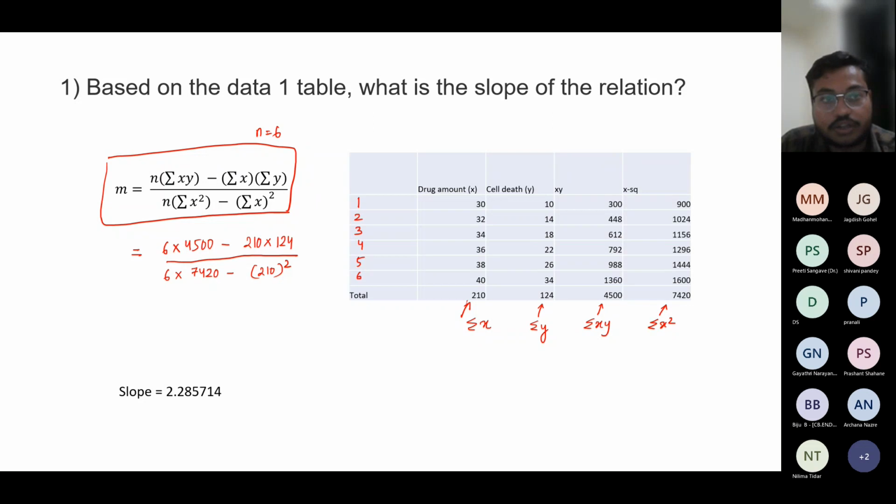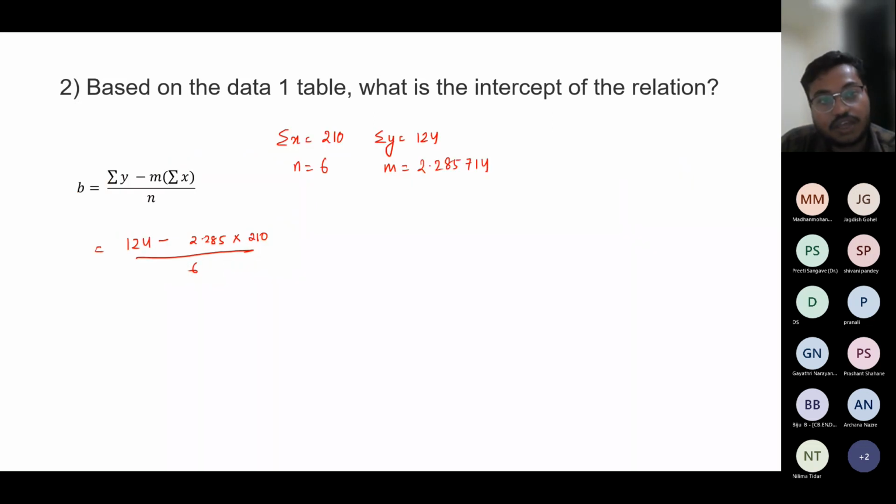Yes, sir, understood. In the second question, again, we have a formula. B is the intercept, which is given by summation of y minus m times summation of x, divided by n. n, as we know, is 6. Summation of x and summation of y we calculated earlier in the table, and the m value we calculated in the last question. m is the slope. We'll substitute all these values and get the intercept value, which is minus 59.33. Is this clear? Yes, sir, I understand.